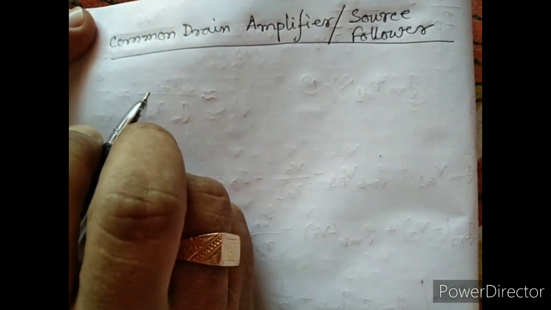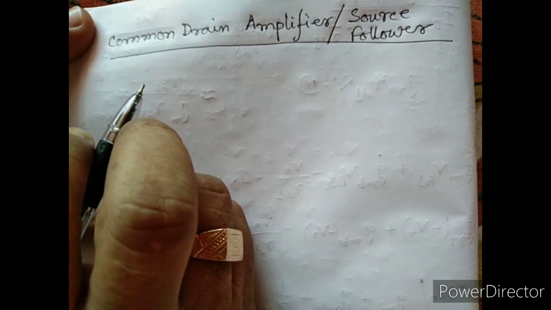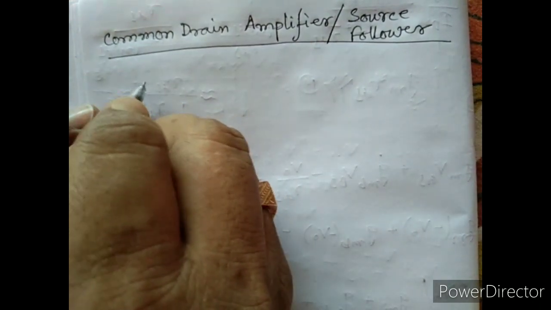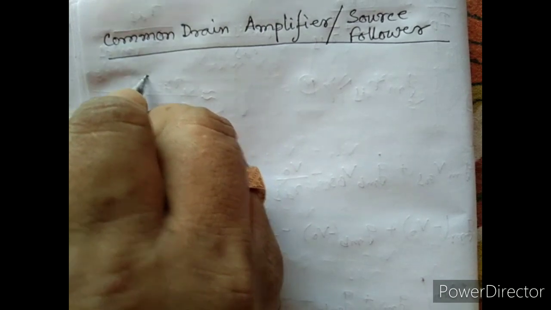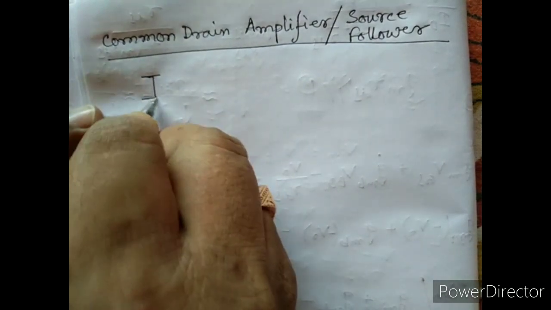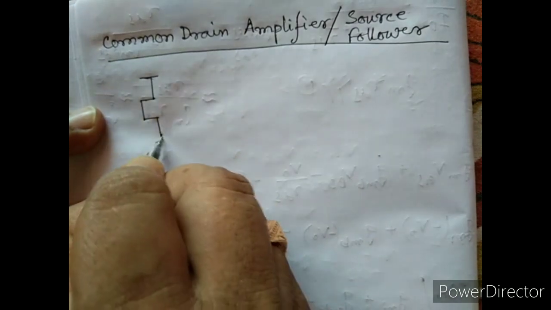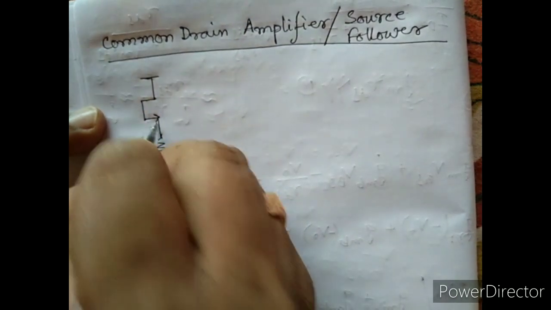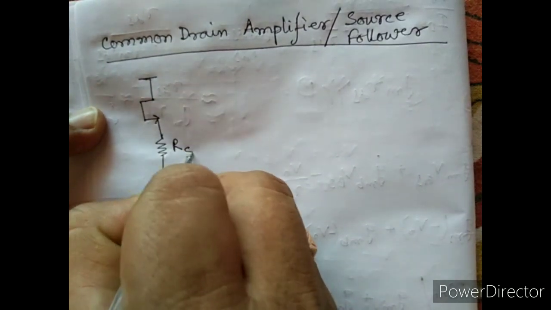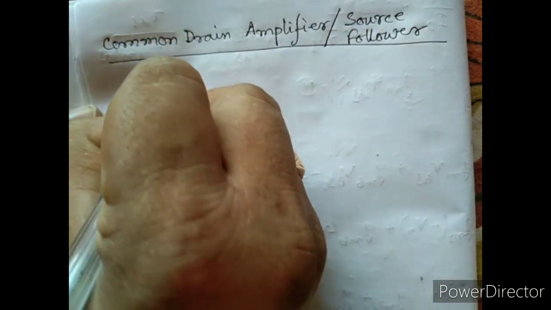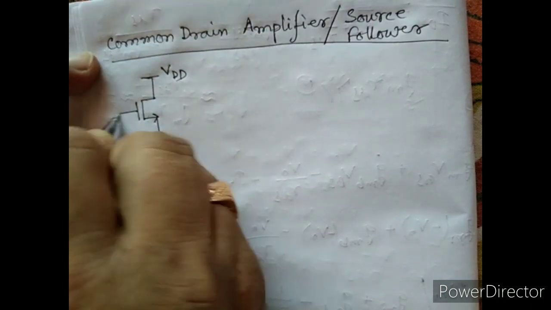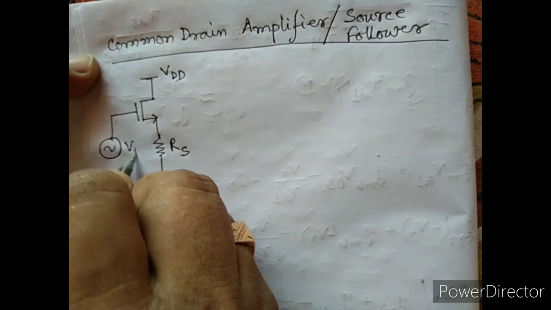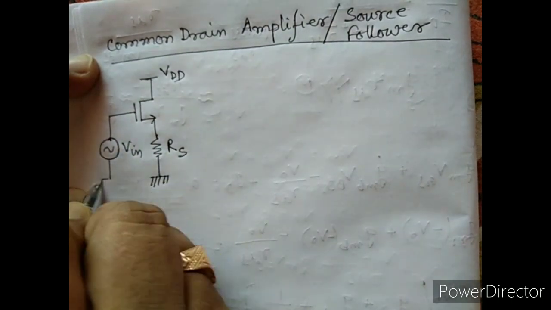Hello friends, today our topic is common drain amplifier or source follower. Now first we will see a basic common drain amplifier circuit. Drain terminal connected to VDD, source terminal connected to a resistor RS, and input signal Vin is given across the gate terminal.